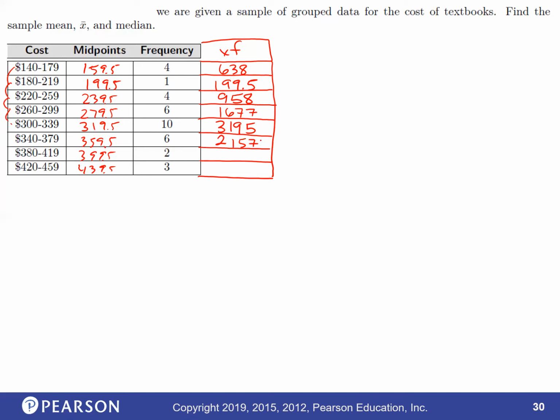So 399.5 times 5. 1,997.5. Okay. Oh, sorry. That's okay. That's what we hear. That's how it usually is in statistical work. Usually you have 1 or 2 or 3 people doing the same stuff, just the numbers. 139.5 times 3.